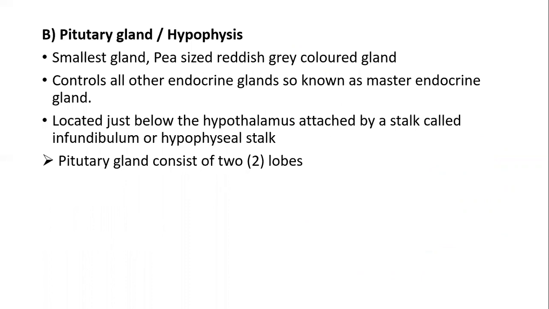It is the smallest gland, which is a pea-sized reddish gray colored gland. It controls almost all other endocrine glands, and that's why it is known as master endocrine gland. It is located just below the hypothalamus, attached by a stalk known as infundibulum or hypophyseal stalk. This pituitary gland consists of two lobes.